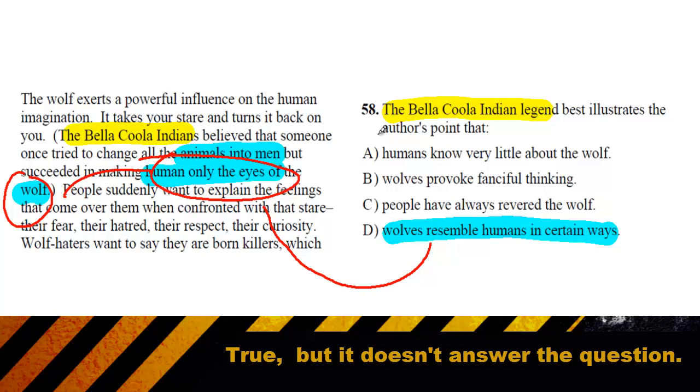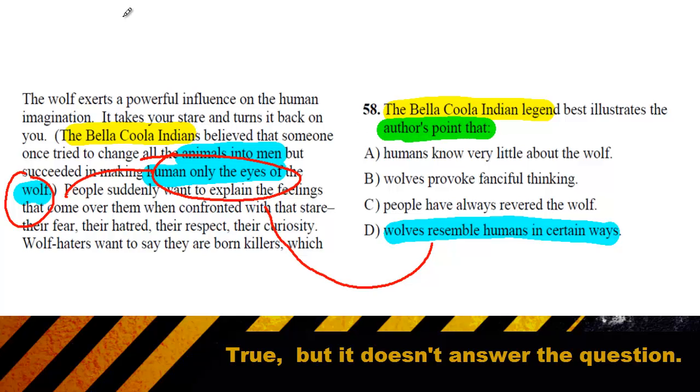It's asking about the author's point, which means we actually have to go back 2 sentences before the author mentions the Bella Coola Indian story. The author says, the wolf exerts a powerful influence on the human imagination. And the Bella Coola Indian story was an example of how that imagination was influenced. And once again, we see the author of the question tries to mask that from us.